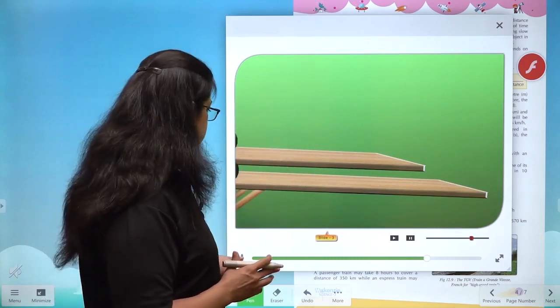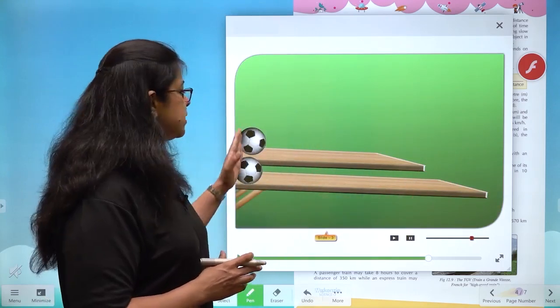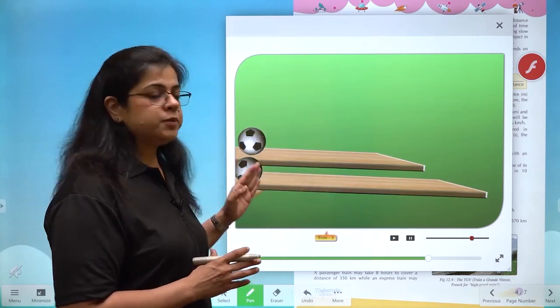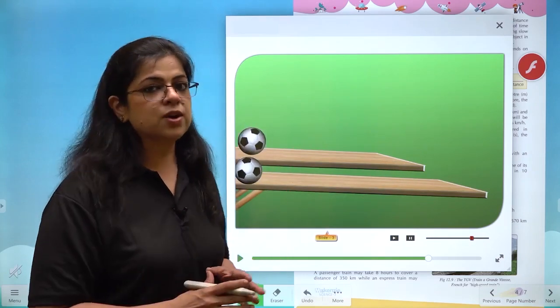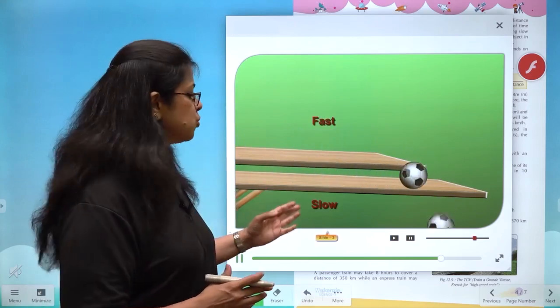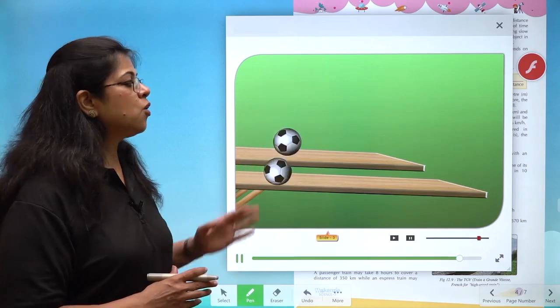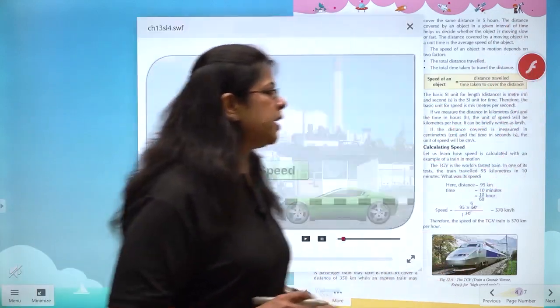Now in this picture we have taken the same distance and we have moved 2 objects over this distance. जो ऑब्जेक्ट इस डिस्टेंस को जल्दी कवर करेगा उसे बोलेंगे फास्ट, और जो ऑब्जेक्ट इस डिस्टेंस को धीरे कवर करेगा उसको बोलेंगे स्लो. So this measurement of fast and slow objects is known as speed.